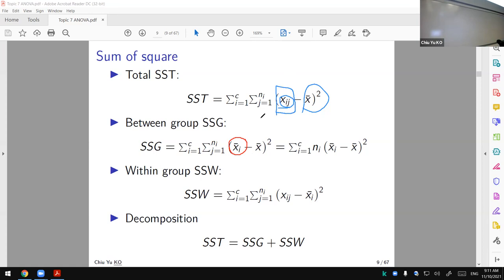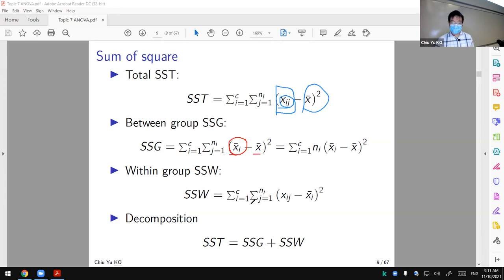So this is actually more or less us looking at how each group mean is away from the grand, the overall mean, right? So the first one is asking how each individual is different from the overall, okay? The second one is asking how each group is different from the center, right? Because instead of talking about each one, they're talking about how each group mean is away from the overall mean.